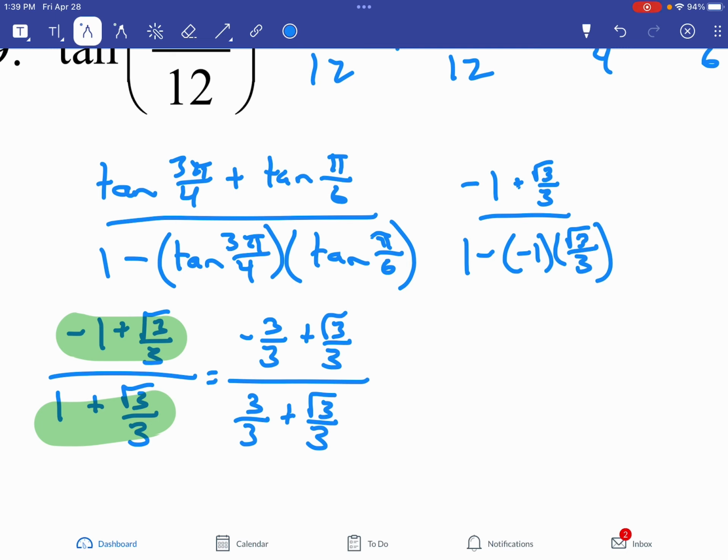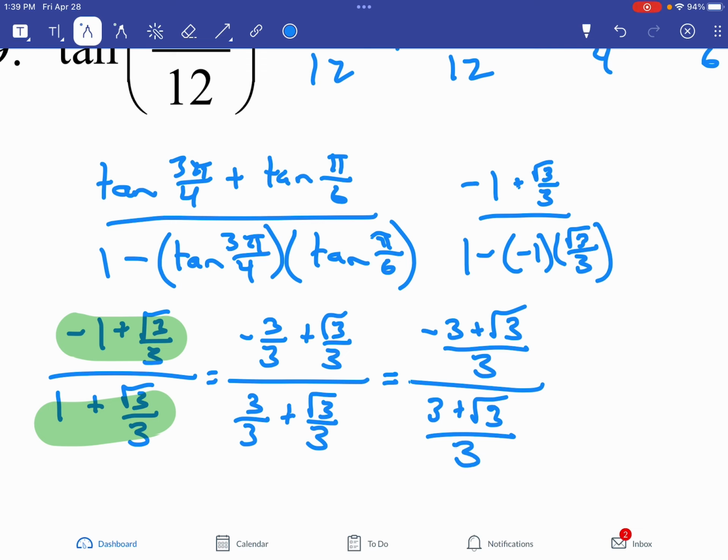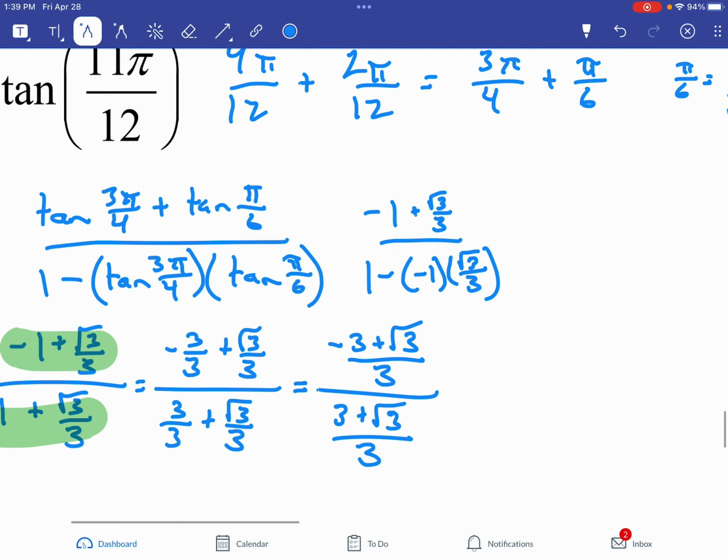Put an equals there. Next, if we combine those fractions with their common denominators, we're going to get negative 3 plus root 3 over 3, divided by 3 plus root 3 over 3. Now with complex fractions, like we did with the tangent of pi over 6, we have to multiply by the reciprocal of our denominator.